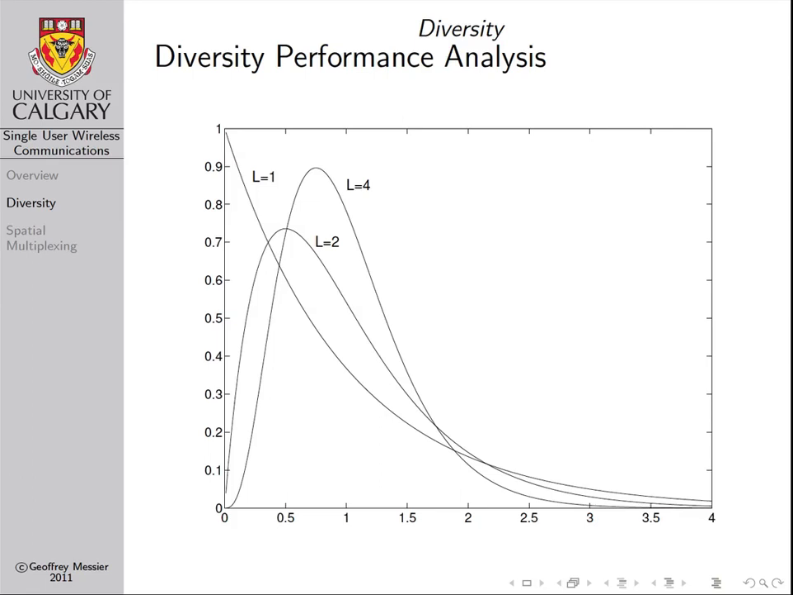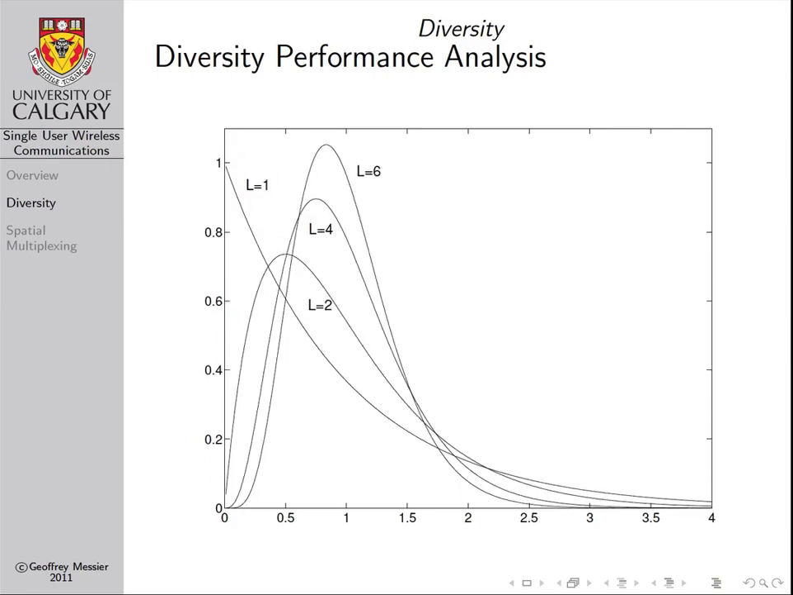We're becoming more and more concentrated around the mean, and we're pulling away from those very low values close to 0. And so we're getting a nice, strong, narrow concentration around the mean. And if we add 6 diversity paths, again, we see the trend continue.